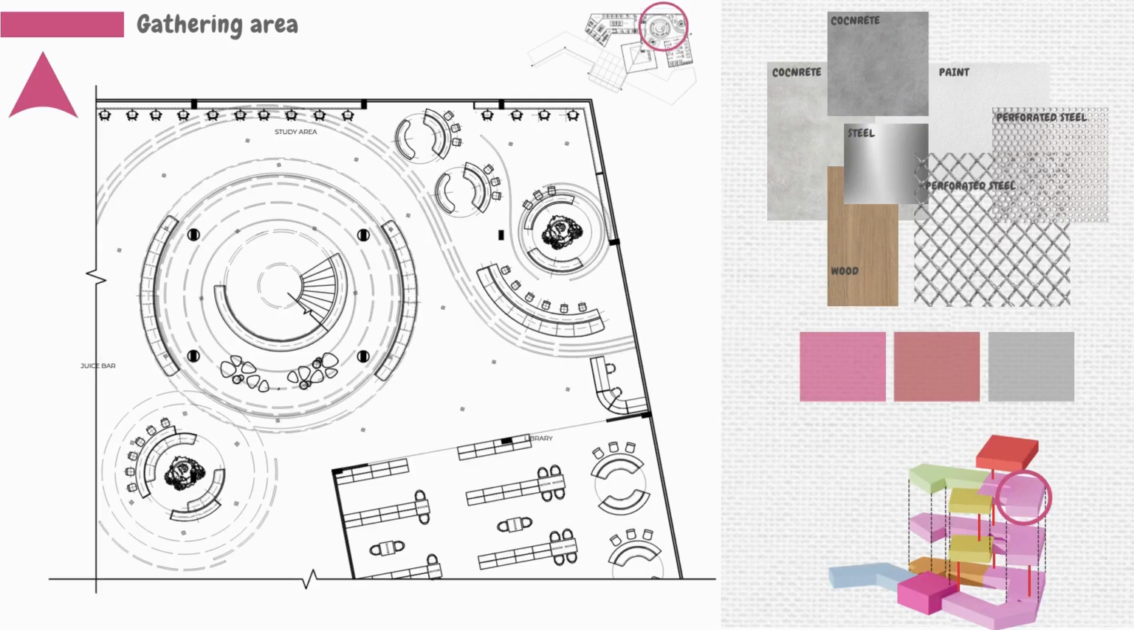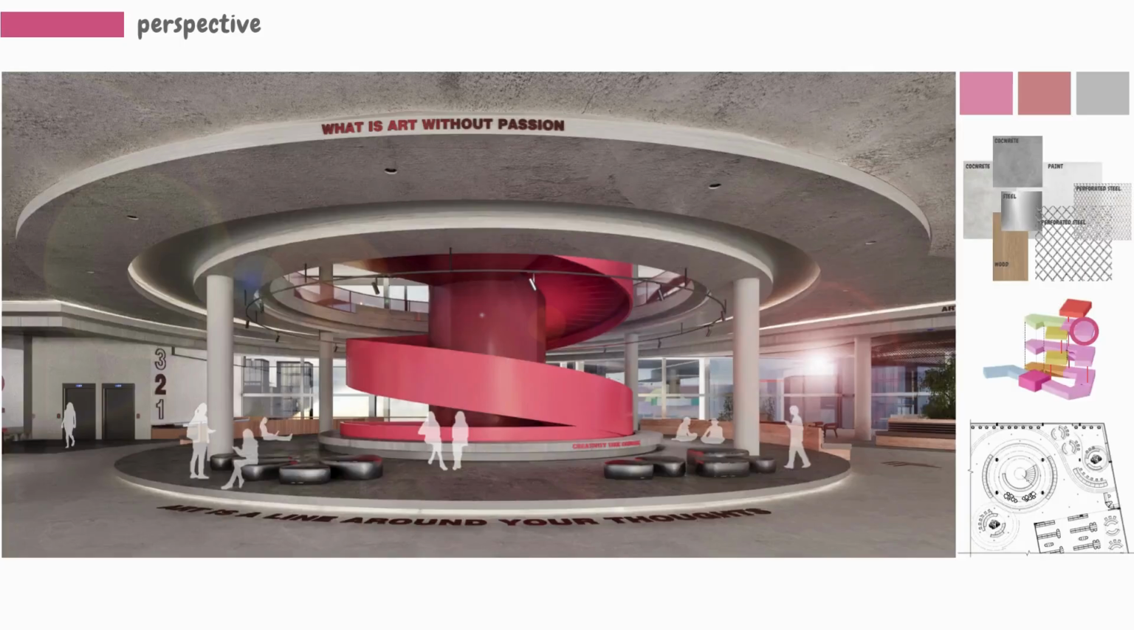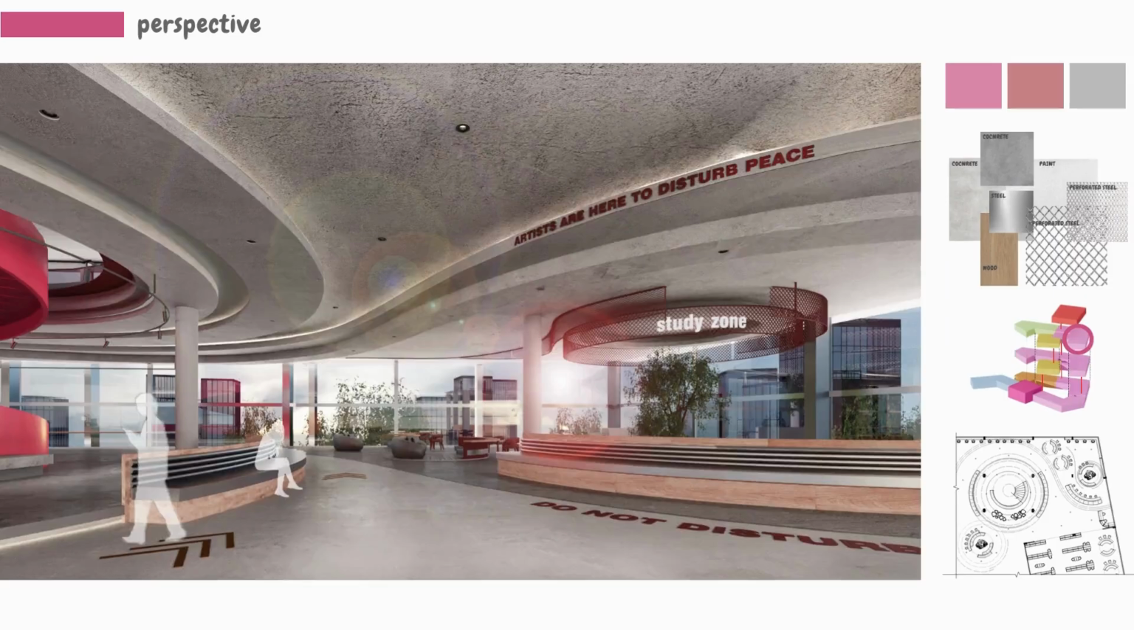I'm using pink and red to show the difference between emotions in this area. Students can go from early stages of creativity to stages of explosion of ideas. The staircase acts as a focal point that students can gather around, and I'm also emphasizing the staircase by duplicating the circles around it. I'm also keeping the dynamic lines to express the emotion of art.